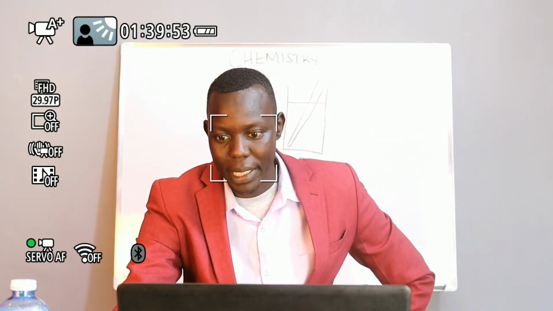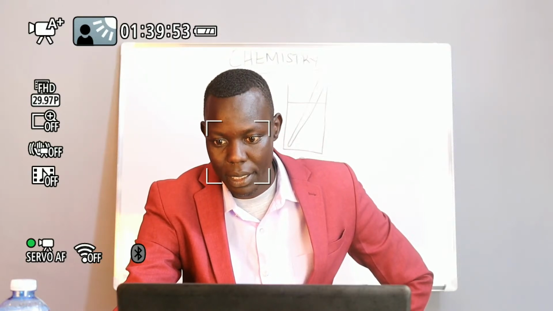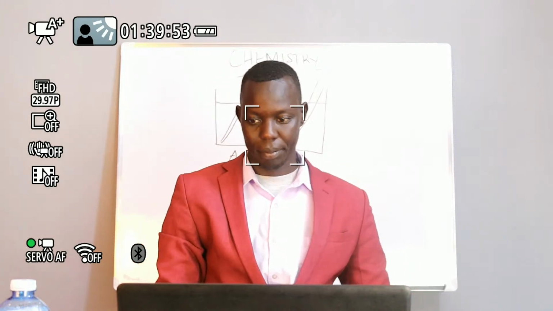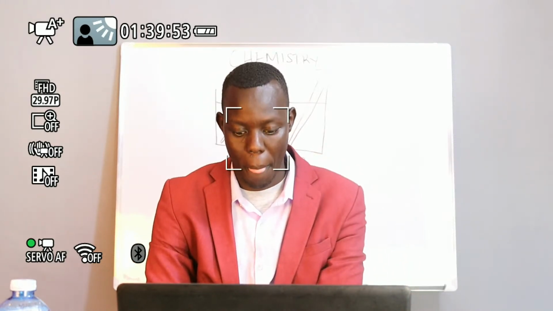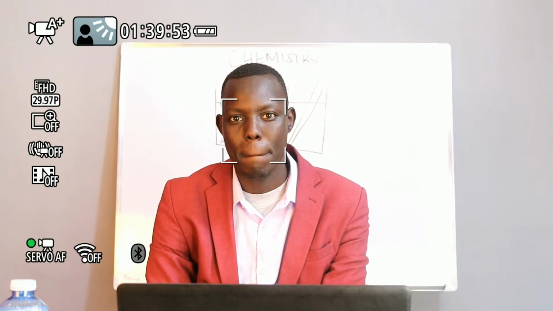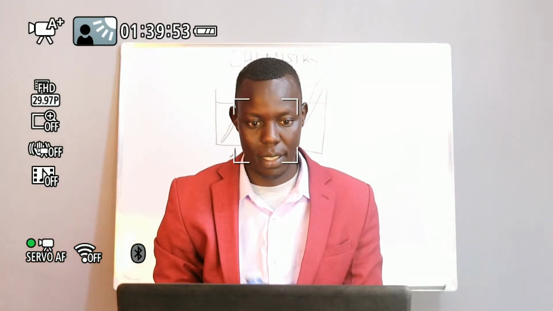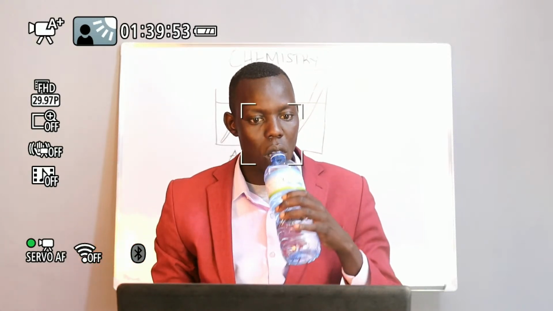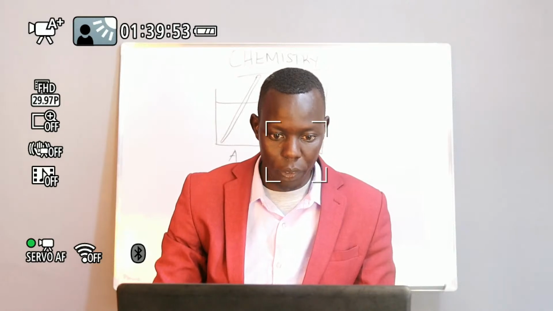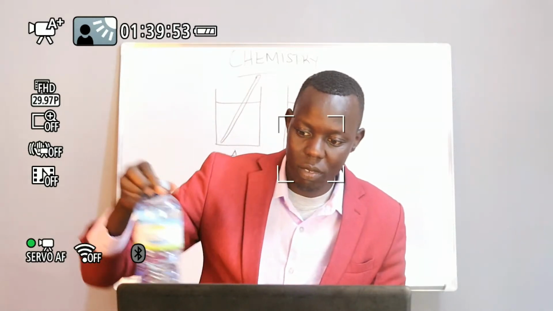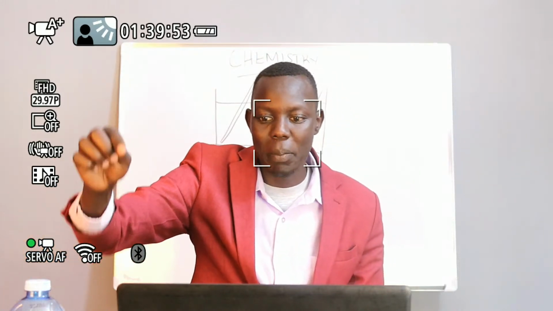Question 1. Define the term chemistry. Who will do it for us? Reagan? It's the study of matter and the changes it undergoes. Define the term chemistry. Okay, Janice? Chemistry is the study of the structure, properties, and composition of matter, and the changes matter undergoes. Good. You studied the structure, the properties, the composition, and the changes that matter undergoes.